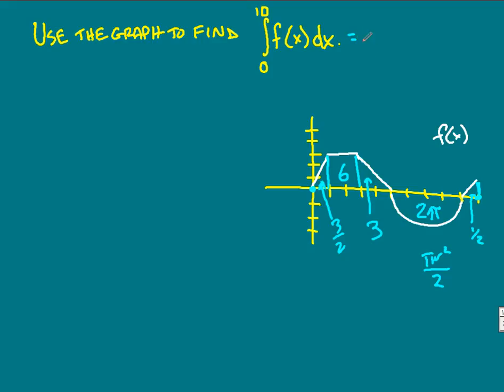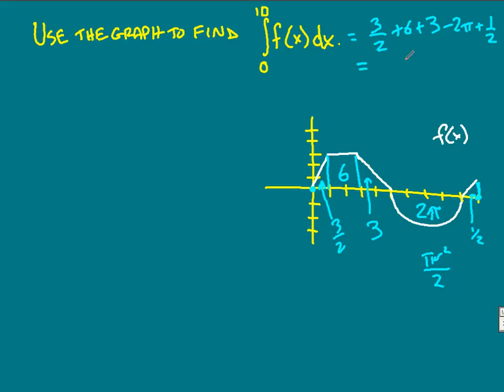So my areas, I have 3/2 plus 6 plus 3, and then I have the 2 pi and the plus 1/2. Now here's the only thing that we need to look at. Being above the axis or below the axis makes a difference. The fact that it's below the axis means that that's a negative area. So I need to subtract 2 pi at that point.